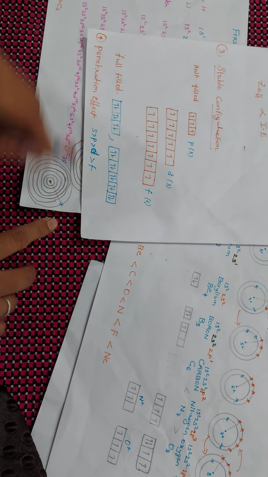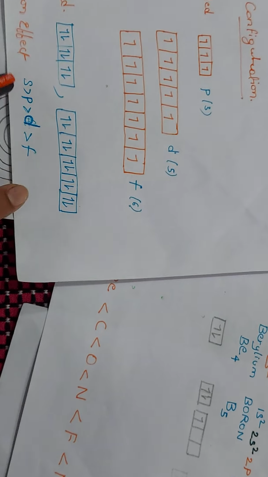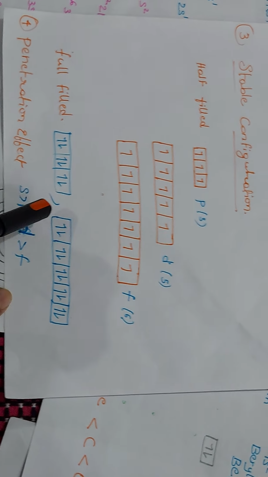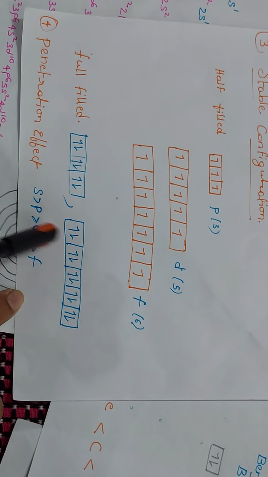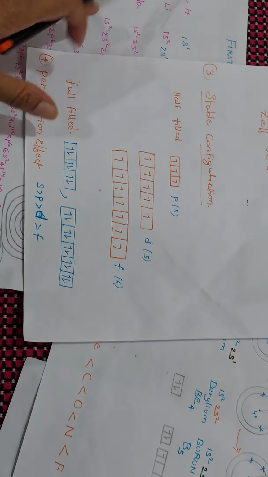Another factor that affects is SPDF, the penetration effect. The ionization energy to remove an electron from s orbital is higher than p, which is higher than d, and d is higher than f. Okay.